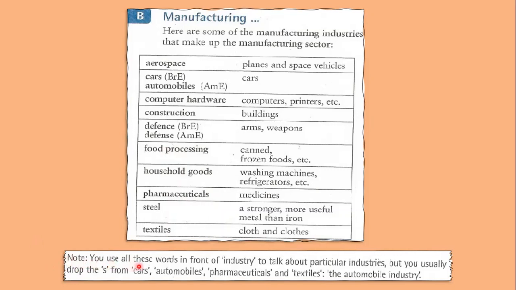Note: you use all these words in front of industry to talk about particular industries, but you usually drop the S from cars, automobiles, pharmaceuticals, and textiles. So you don't use it. When you add the word industry after these ones, you don't need the letter S, like here, or here, or here, or here. Okay, that's the explanation. So these are some examples of industries.